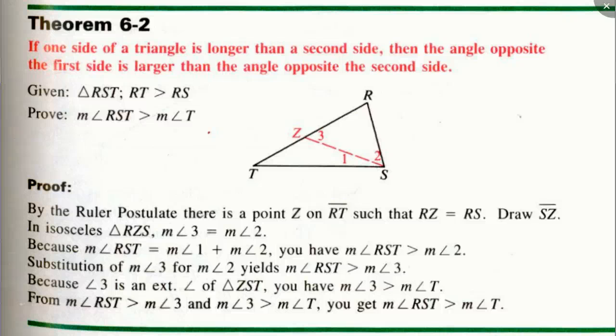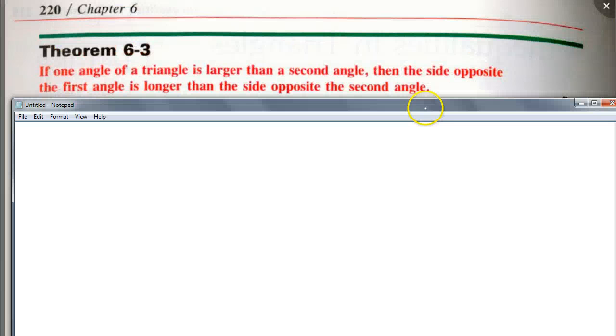All right, may I move on to the next theorem? Yes. All right, here we go. Okay, who would like to read this for us? Go ahead, Jonathan. One angle of a triangle is larger than a second angle, and the side opposite the first angle is longer than the side opposite the second. Okay, if one angle of a triangle is larger than the second angle, then the side opposite the first angle is of course longer than the side opposite the second angle.